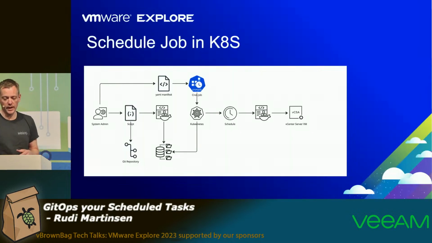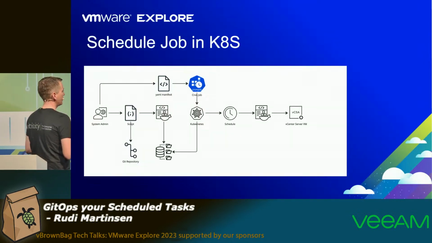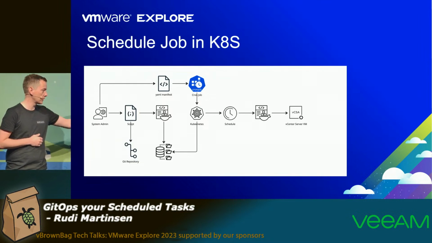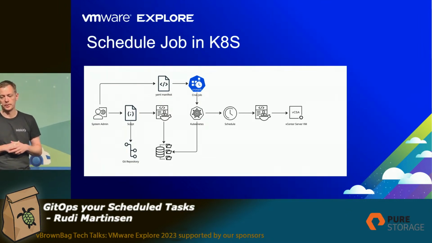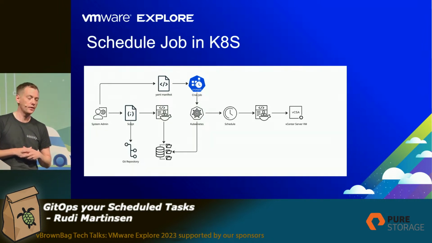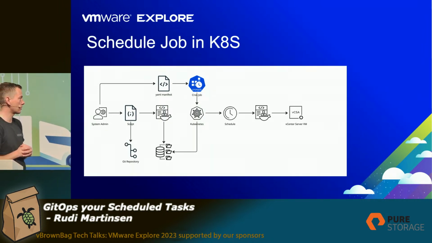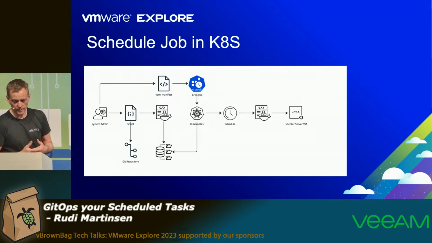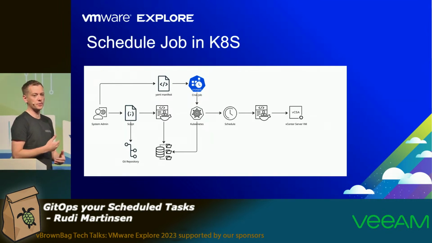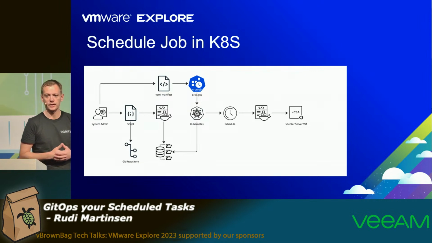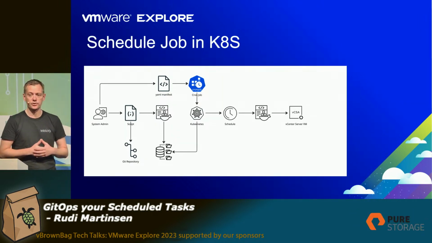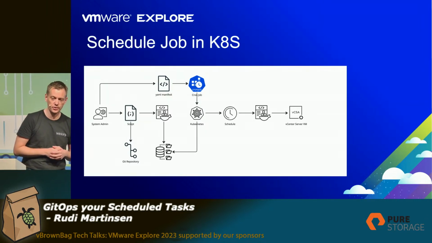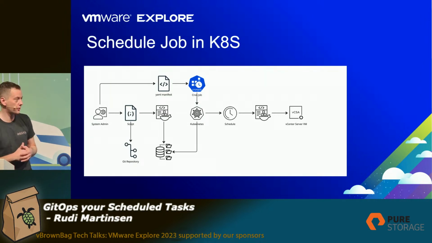So what we have done now is that we have created a container image. We have pushed it to the container image repository. And we have instructed Kubernetes to run that container on the cluster. The next step would be to schedule that to run at specific intervals, as you would have done with a scheduled task. The way to do that in a Kubernetes cluster is through something called cron jobs. And if you have worked with Linux servers, then you might recognize that from the crontab.